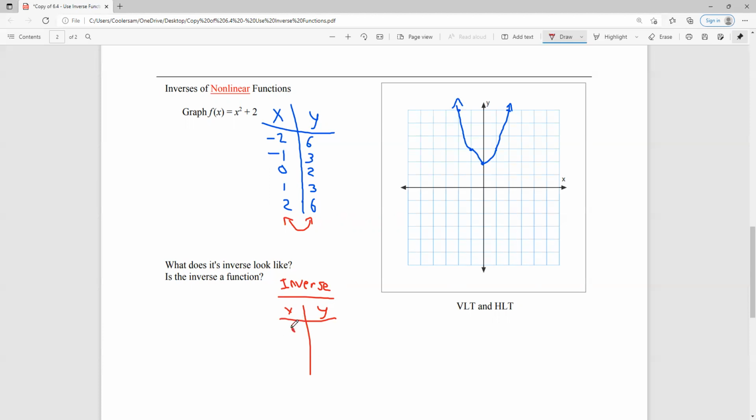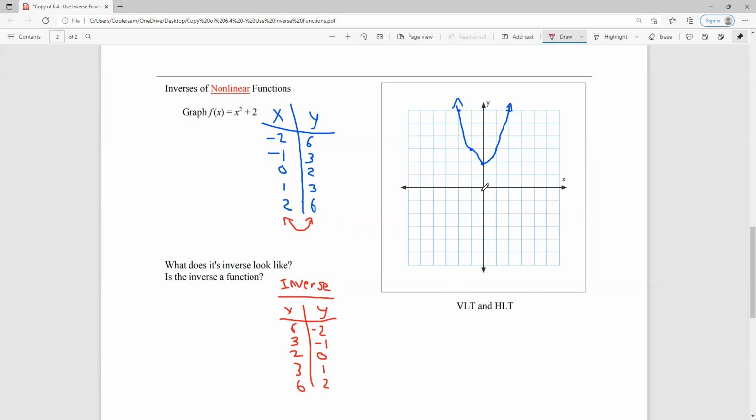So I'm going to have 6, -2, 3, -1, 2, 0. I'll just do this like this. Okay, so 1 went with 3, and then we had 6. Okay, let's plot these points.